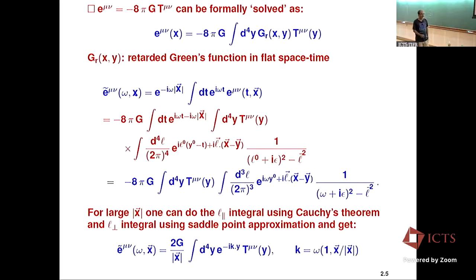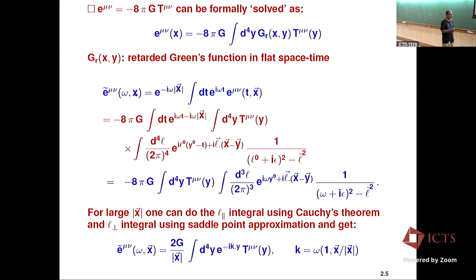After picking up the residue, one can show that for large x, you can evaluate the L perpendicular integral, which is a 2-dimensional integral, by a saddle point method, right? Because for large mod x, the saddle point approximation becomes good. The exponent is sharply peaked around some particular value. So you can do the L perpendicular integral using saddle point. And the net result of this analysis is that you have a simple expression for E tilde mu nu, where the L integral is completely done and you have an expression of this form.